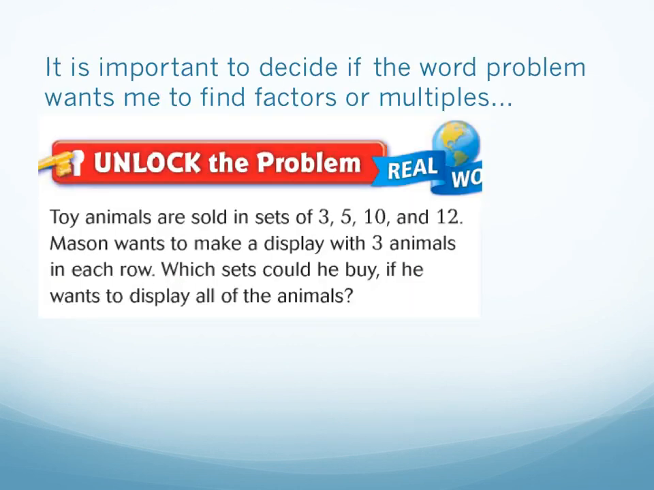What's important to learn from these problems is the difference between factors and multiples, so that you can look at a word problem and decide if you need to find the factors of the numbers or the multiples. Let's look at this problem. Toy animals are sold in sets of 3, 5, 10, and 12. Mason wants to make a display with 3 animals in each row. Which sets could he buy if he wants to display all of the animals?